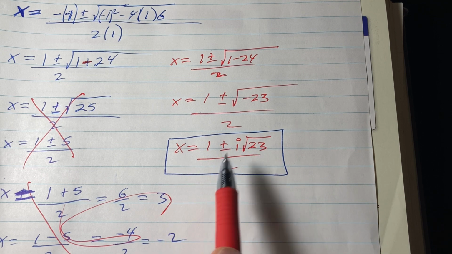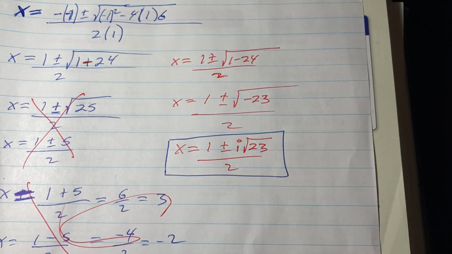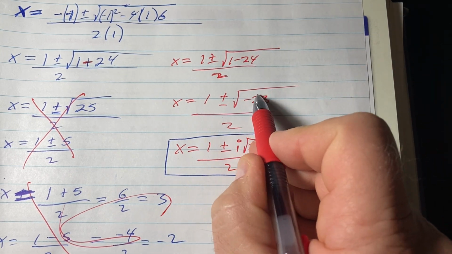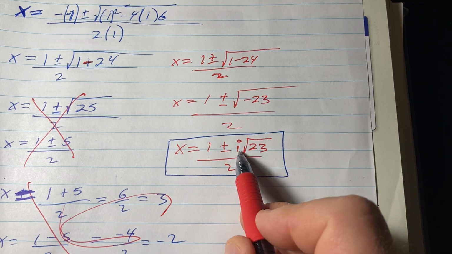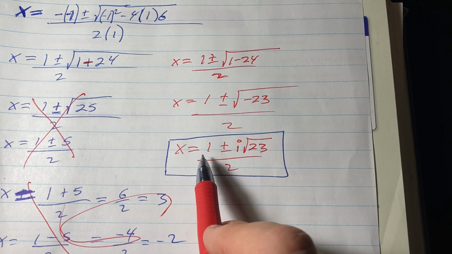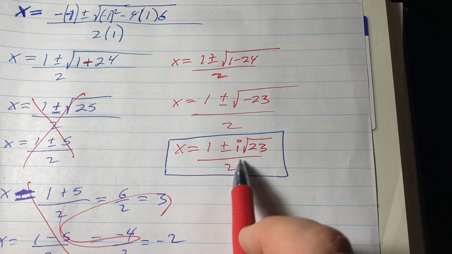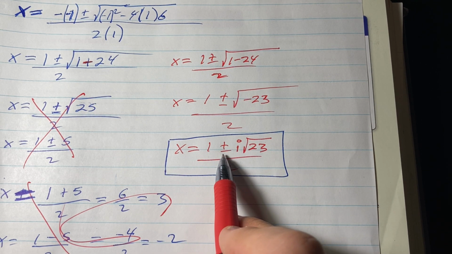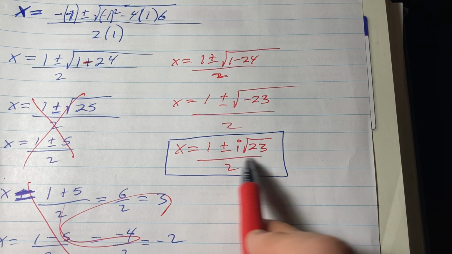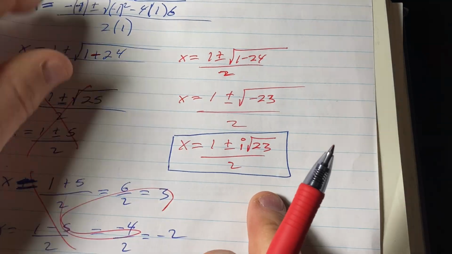Okay, so this is your answer. You get an imaginary answer, because the discriminant, this stuff, is negative. So one answer is 1 plus i times the square root of 23, all over 2. And the other answer is 1 minus i times the square root of 23, all over 2. Okay.